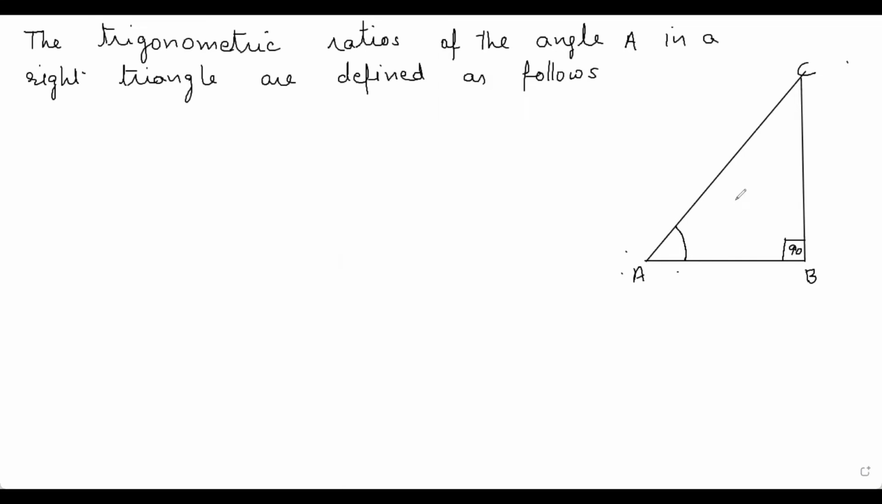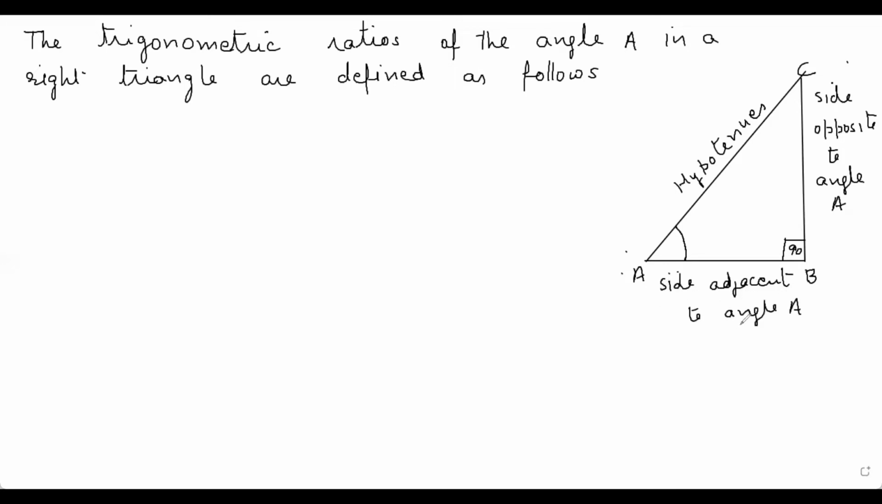Position of the side BC with respect to angle A: BC faces A, so we call it the side opposite to angle A. AC is the hypotenuse. AB is a part of angle A, so this side is called the side adjacent to angle A. Side adjacent to angle A is called base, and side opposite to angle A is called perpendicular.